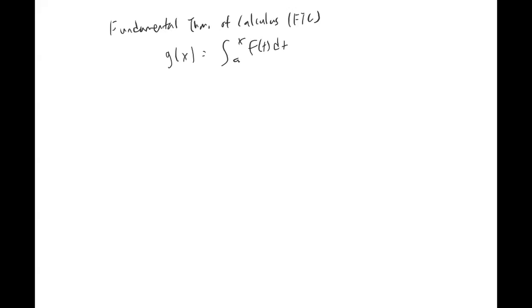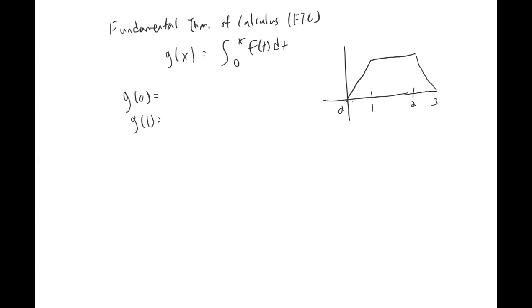So this is like the area under the curve from a to whatever point you plug in. Let's say a is the number 0 to make things simple, and I have a trapezoid. This is 2, this is 3, this is 0. Let's understand what this function is. What is g of 0, g of 1, g of 2, g of 3? So g of 0 is the integral from 0 to 0 of f of t dt. Oh, sorry, this is f, that's the graph of f. So what is the integral from 0 to 0 of f of t dt?